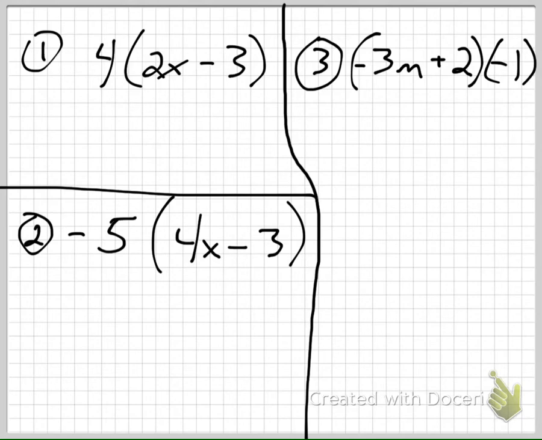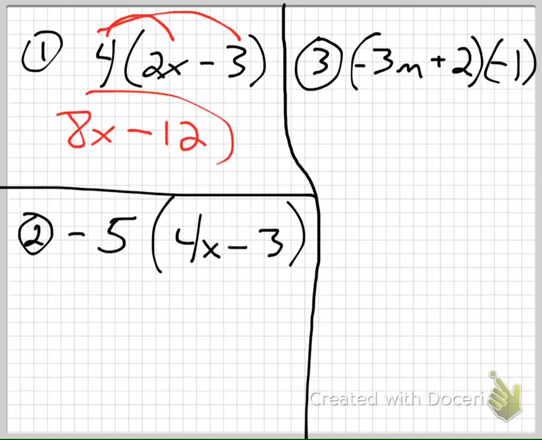See how you did? The first one, 4 times, well, you have to be able to recognize this. Do you see that's distributive property, right? 4 times 2x? 8x. 4 times negative 3? Minus 12. 8x minus 12. Raise your hand if you got that right. Did you? Okay.